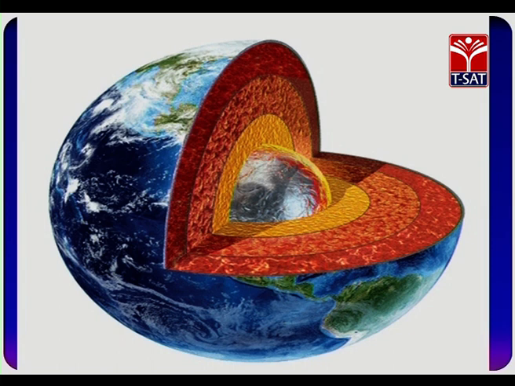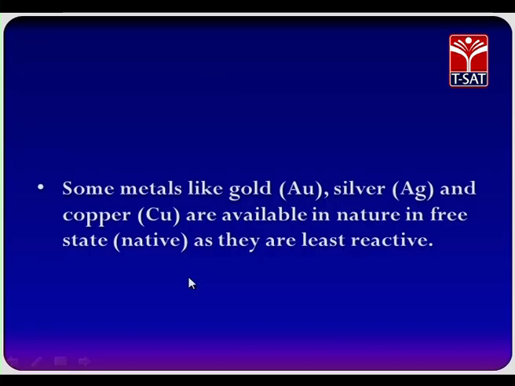Children, if you see this picture, earth has three parts. The inside part is the core, and the crust is the part in which we can find different types of metals. This is the outer crust layer, and maximum part of it is covered with water. So, children, some metals like gold, silver and copper are available in nature in free state, that means in native state, that means pure state, because as I told you they are less reactive.